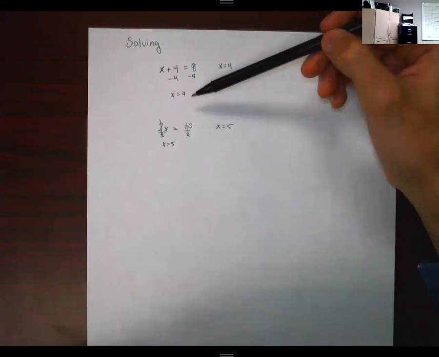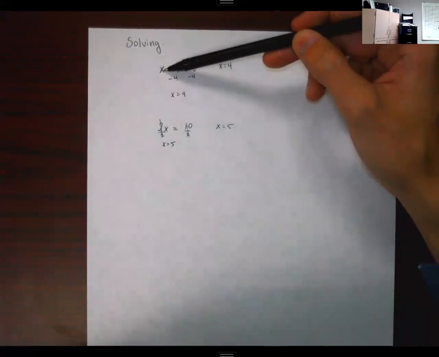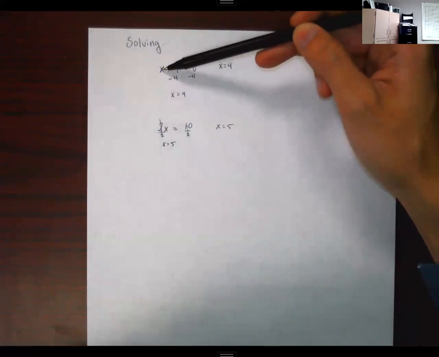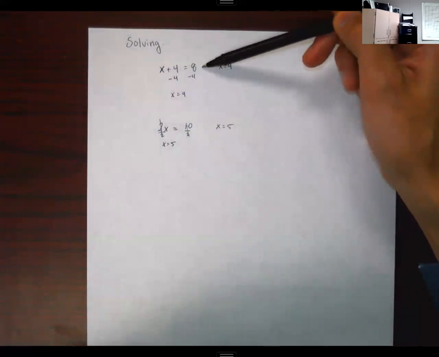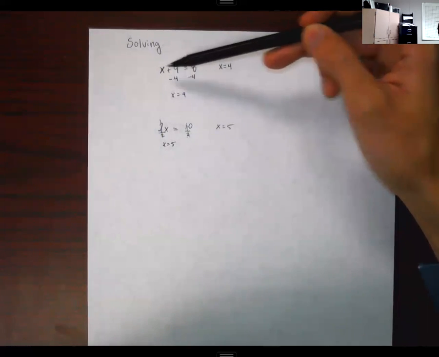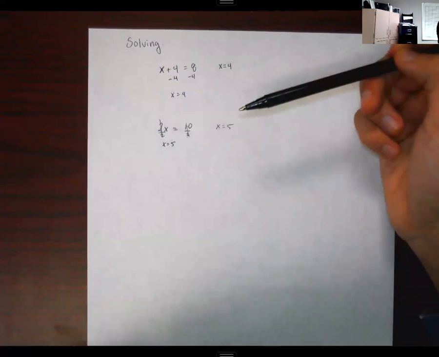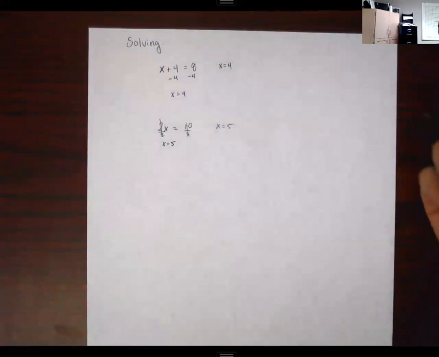In both of these cases, the solution is the number that makes it true. So if x was anything except a 4, it wouldn't be true that you could add 4 and get 8. Like if this was a 3, 3 plus 4 doesn't equal 8. So 3 is not a solution. If this was a 6, 2 times 6 is 12, not 10. So that wouldn't have been a solution. And that's the idea of solving.